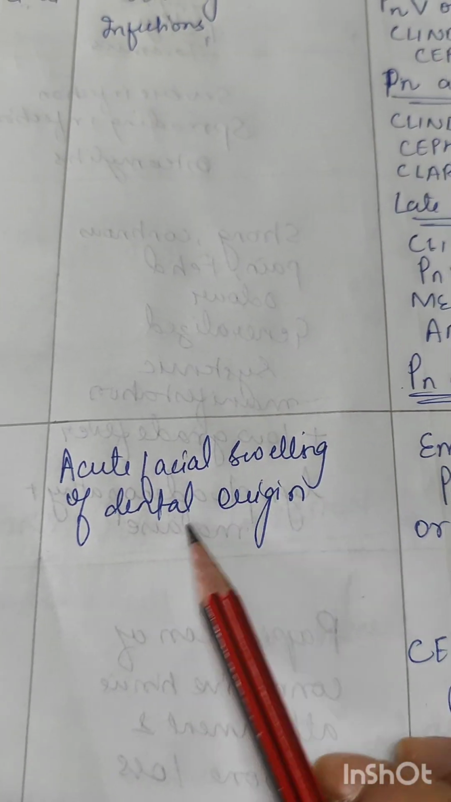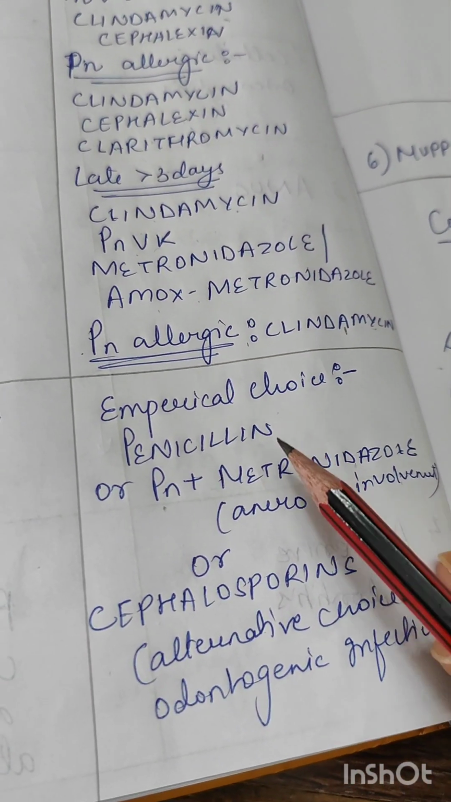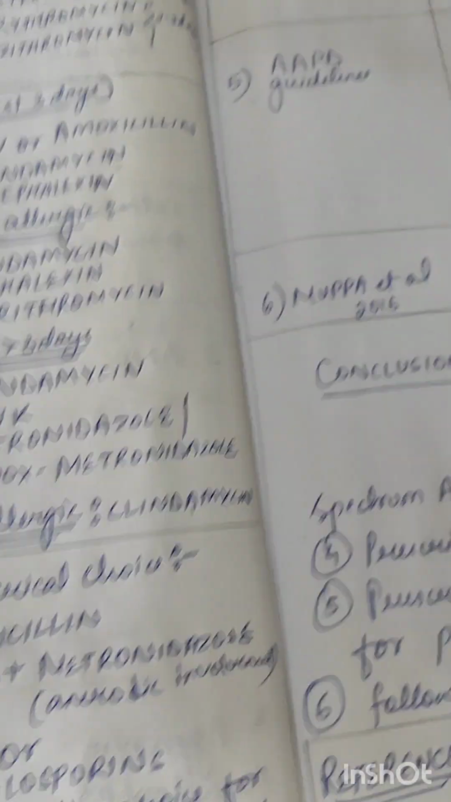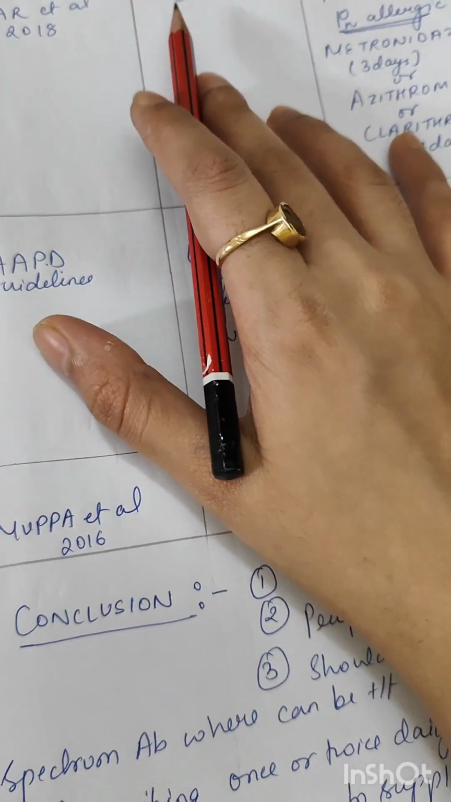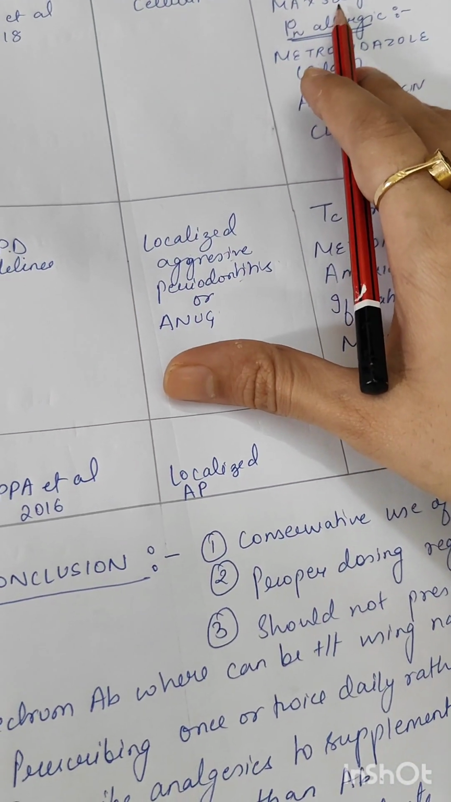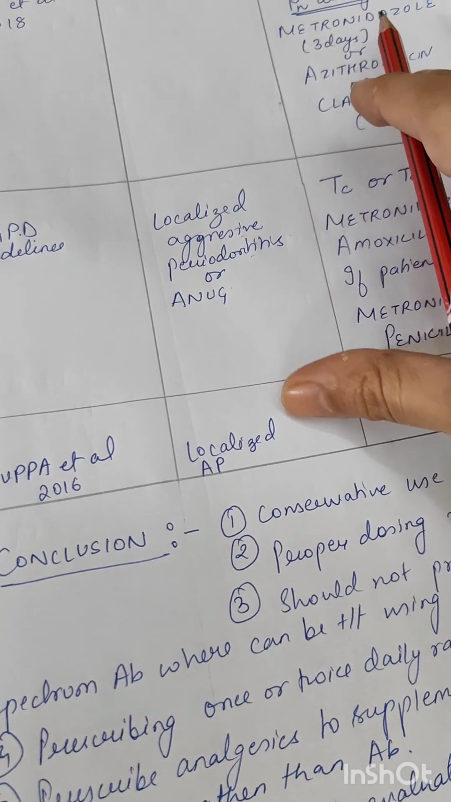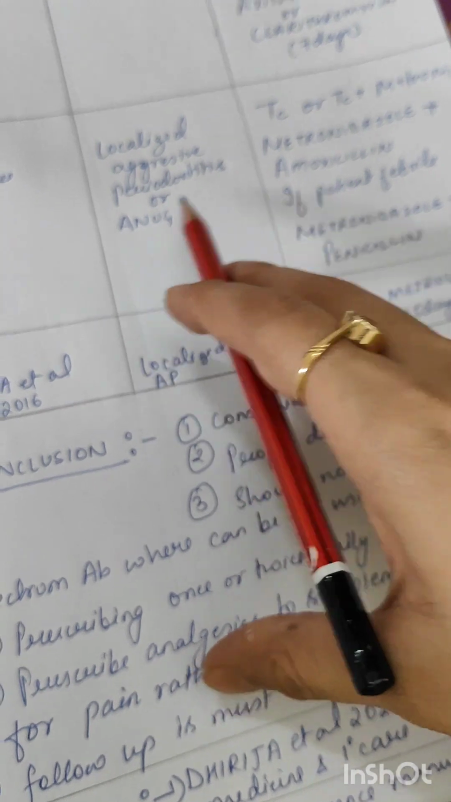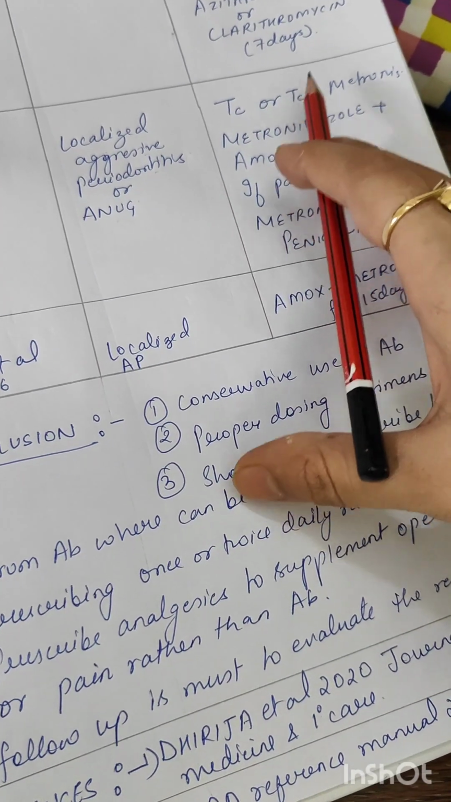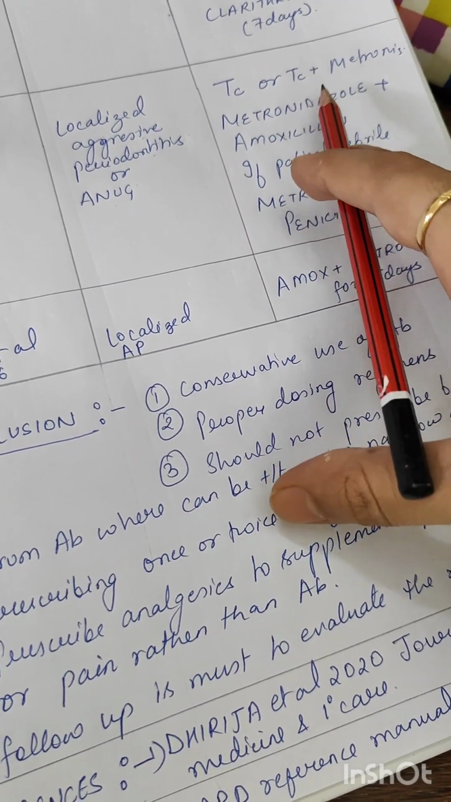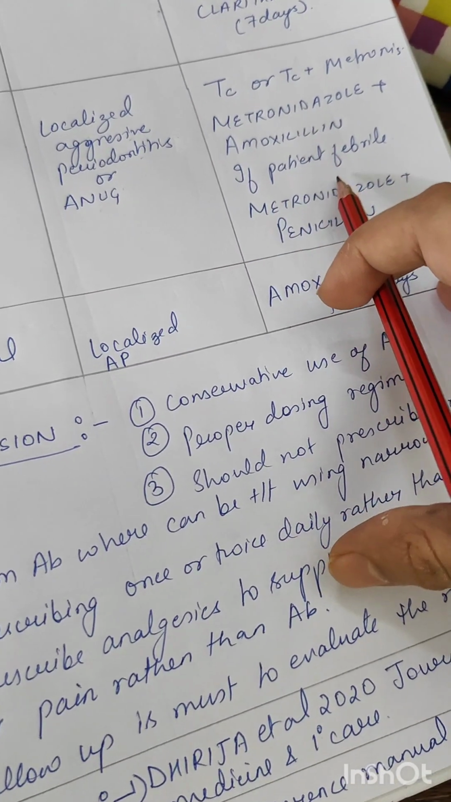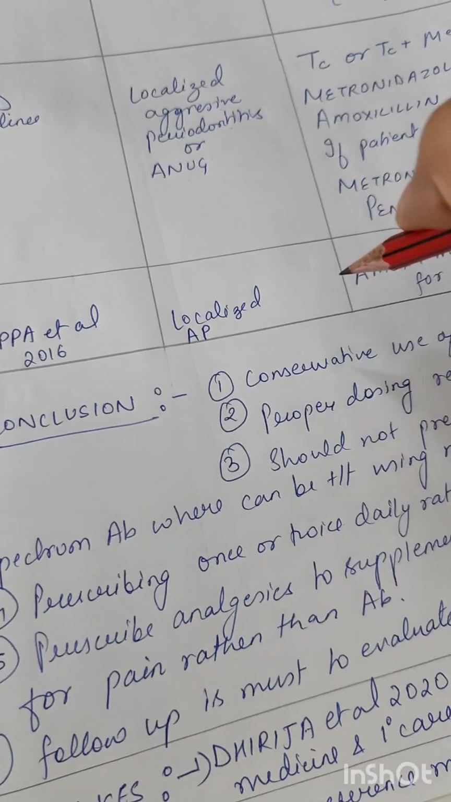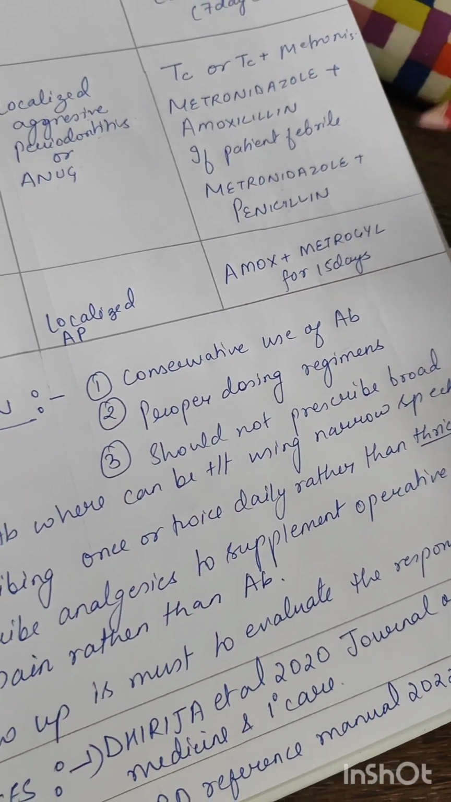AAPD guidelines, acute facial swelling of dental origin, empirical choice penicillin or penicillin plus metronidazole or cephalosporins. Dar et al. in 2018, cellulitis, amoxicillin maximum for 5 days, penicillin allergic patients, metronidazole, azithromycin, clarithromycin. AAPD guidelines, localized aggressive periodontitis or ANUG, tetracycline or tetracycline plus metronidazole or metronidazole plus amoxicillin. If patient is febrile, metronidazole plus penicillin. According to Radhika Muppa et al., localized aggressive periodontitis, amoxicillin plus metrogel for 15 days.